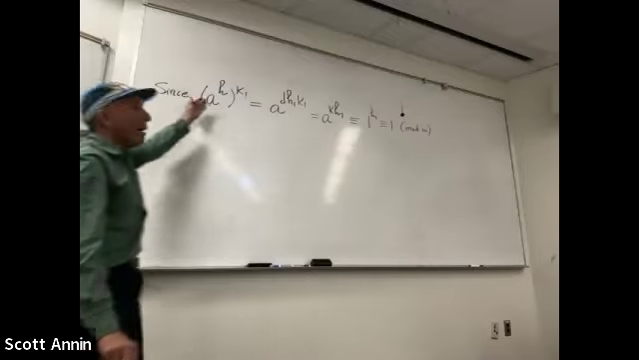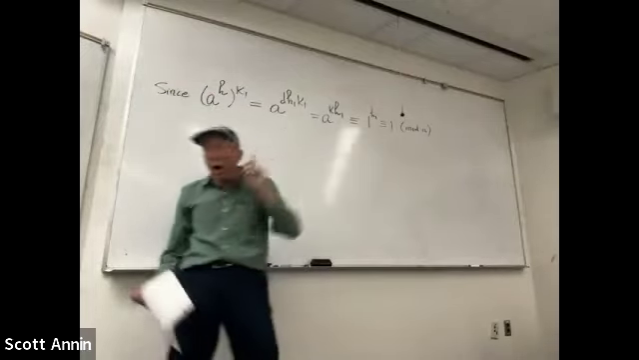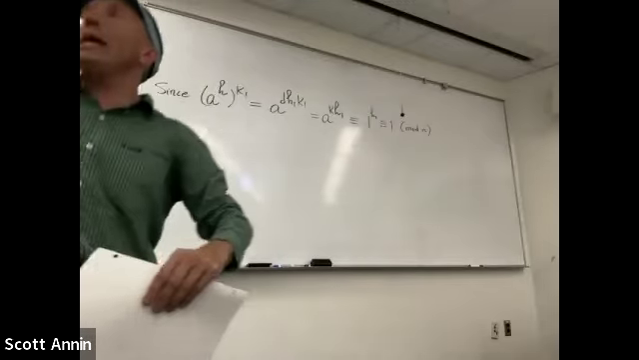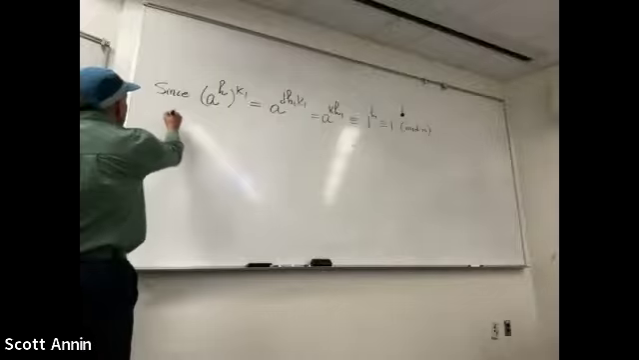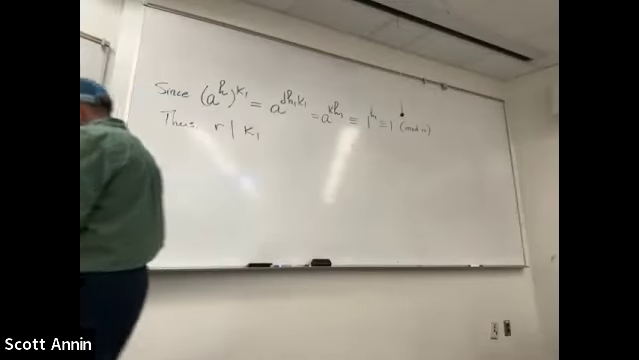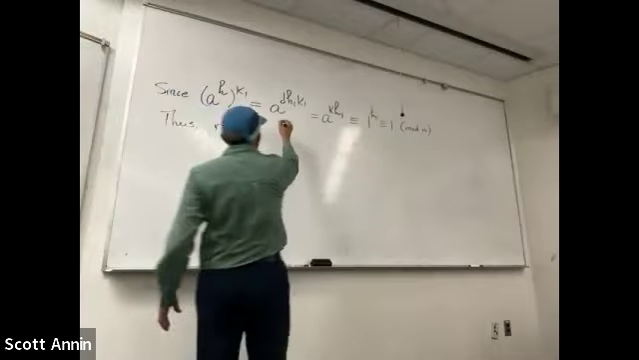Oh, so I found a power of A to the H, which gets me back to 1. The smallest power of A to the H that gets me back to 1 is what I'm calling R. And any other power of A to the H that gets me back to 1 has to be a multiple of that one by theorem 8.1. So therefore, thus R divides K1. And that is by theorem 8.1.